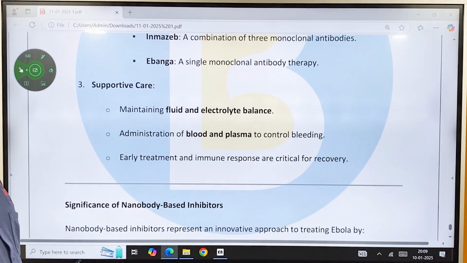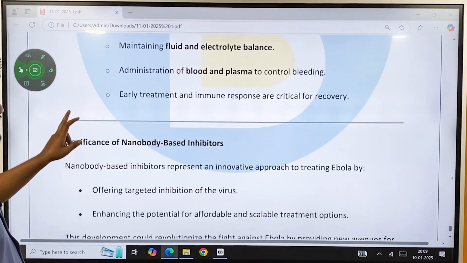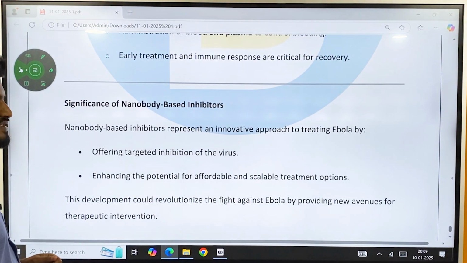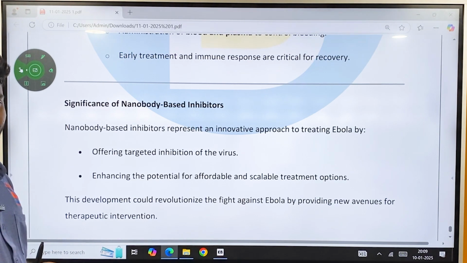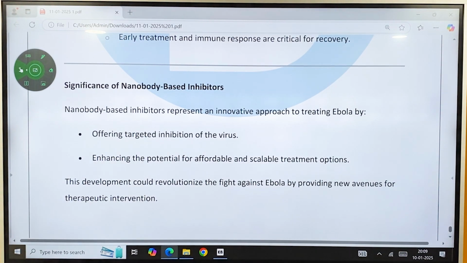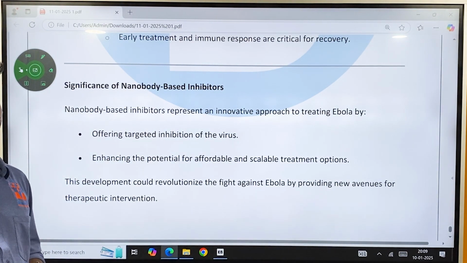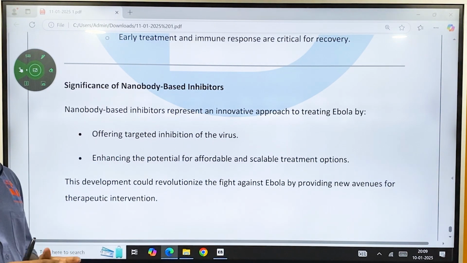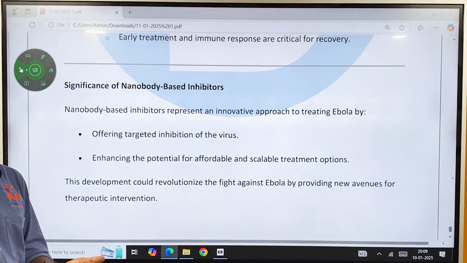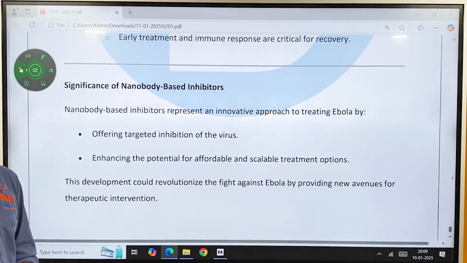But there is supportive care available, that is maintaining the fluid and electrolyte balances, administration of blood and plasma to control bleeding, early treatment and immune responses critical for recovery. Now, what is the significance of nanobody based inhibitors? Nanobodies are very small in size, that is 10 to the power minus 9 meters. Nanobody based inhibitors represent an innovative approach for treating Ebola by offering targeted inhibitors of the virus. When there are targeted inhibitors, they will inhibit the virus and stop it from expressing itself and resulting in the expression of the disease itself.